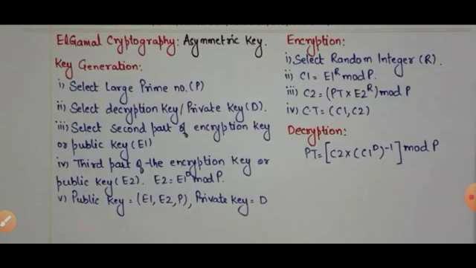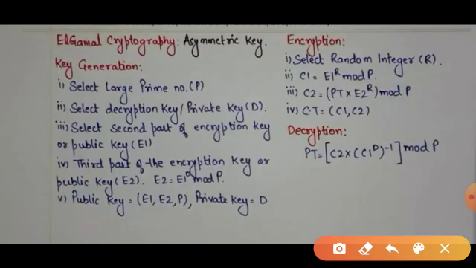That is E2. How do we calculate E2? By using this formula: E2 equals E1 power D mod P. By using this formula, we are going to calculate the E2 value. Now, what is the public key combination? The public key is E1 comma E2 comma P.